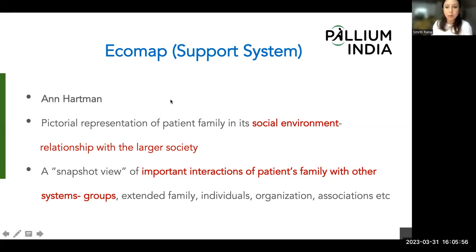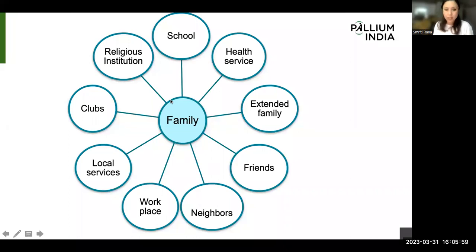So what does an eco map look like? Typically, it looks like this. So who are the systems that you're going to talk about? Anybody that they interact with. It could be the school that the children go to, the health service, including the palliative care team, extended family, not the ones that are in the genogram, but beyond those, friends, neighbors, workplace of anybody who's working in the family, local services like the panchayat, clubs that they might be part of. It's an important part of their lives. Religious institutions, if they are part of a congregation or a group that gets together for religious events.